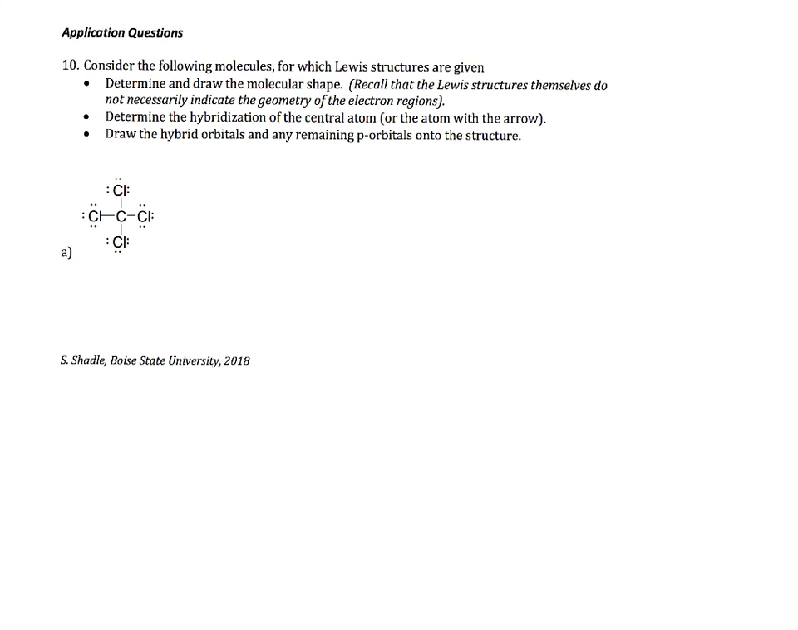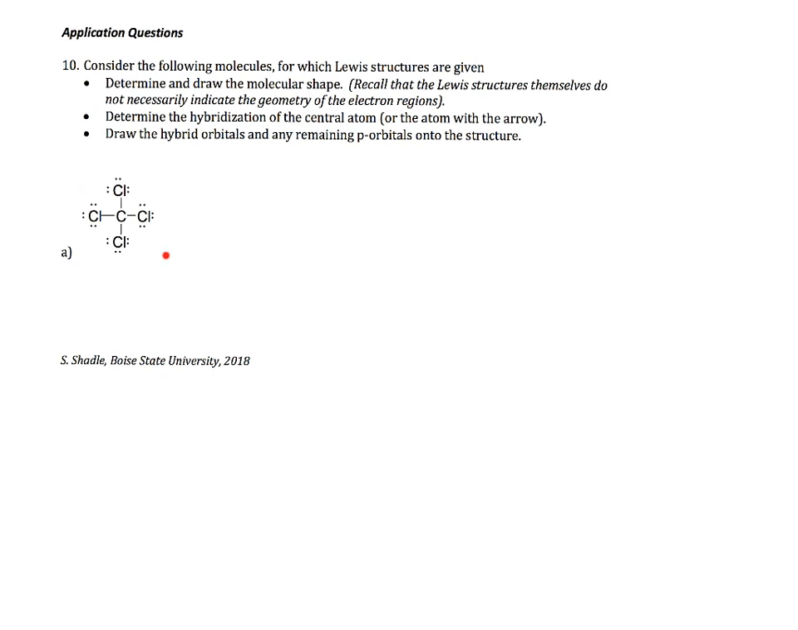Welcome to the application questions from Chemactivity 6A. So this is question 10. Let's read it together. Consider the following molecules for which Lewis structures are given. First, determine and draw the molecular shape. Determine the hybridization of the central atom, or the atom that I point at with an arrow, and draw the hybrid orbitals and any remaining p orbitals onto the structure.